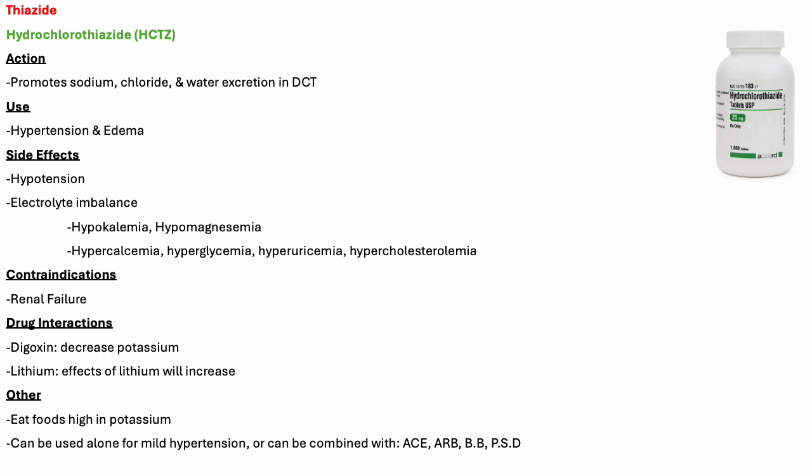Other notes for this drug is you want to take this drug with food to avoid GI upset. Eat food high in potassium while on this drug because it could cause that hypokalemia. Use sunblock because of risk of photosensitivity. Take this drug mainly in the morning, and this drug can be used alone for recently diagnosed mild hypertension, but it could also be combined with ACE inhibitors, ARBs, beta blockers, or potassium sparing drugs.